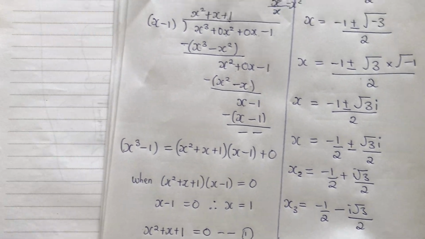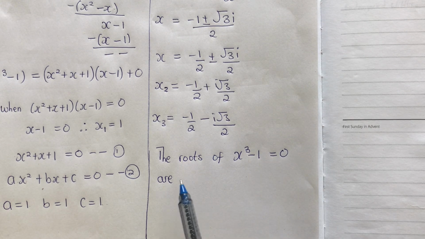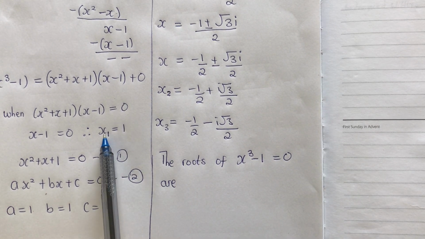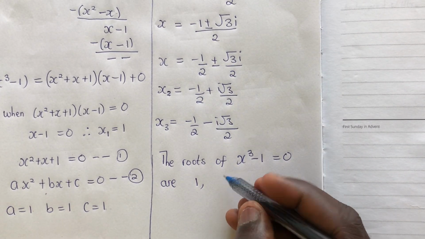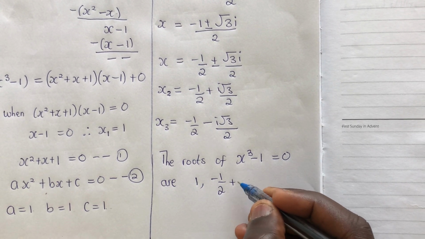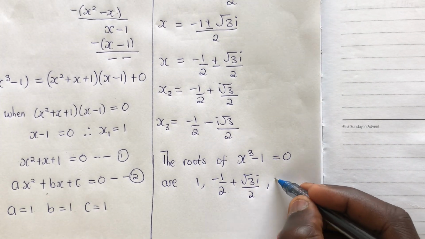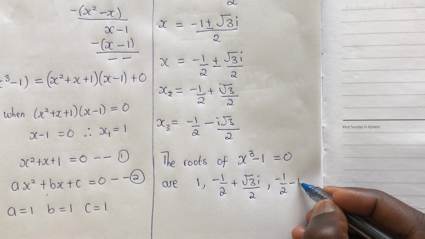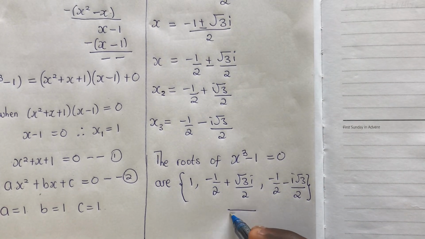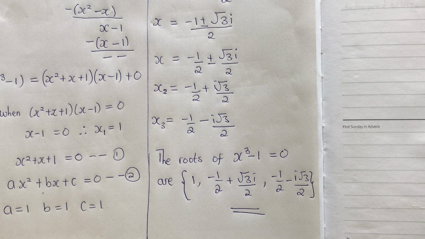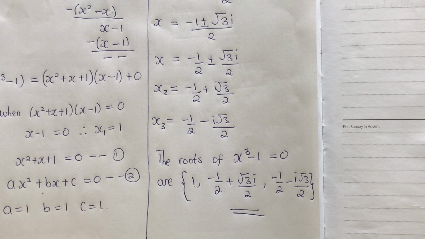Then I will go back and name this one x1. So the roots of x raised to the power 3 minus 1 equal to 0 are, the first one we got, x1 is equal to 1. The second one we got is negative 1 over 2 plus root 3i all over 2. And then the third one we got is negative 1 over 2 minus i root 3 over 2. So these are the roots. You can see that it's a cubic function, so the roots are 3: 1, 2, and 3. You can change this to decimal if you want. So that is the end of this one.